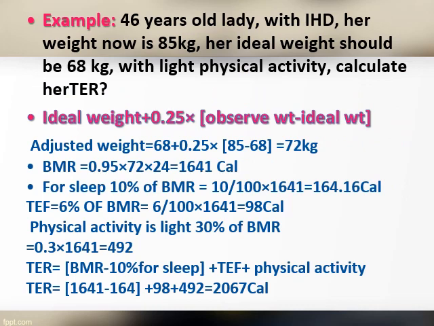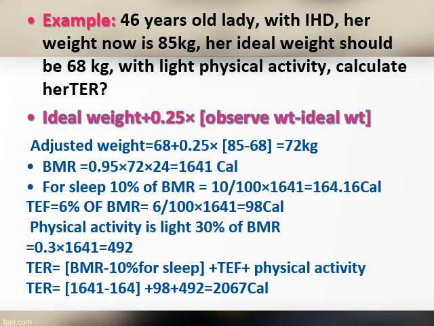This is an example on how to calculate the total energy requirement for an overweight person. A 46-year-old lady with ischemic heart disease. Her weight now is 85 kilogram. Her ideal weight should be 68 kilogram with a light physical activity. Calculate her total energy requirement.